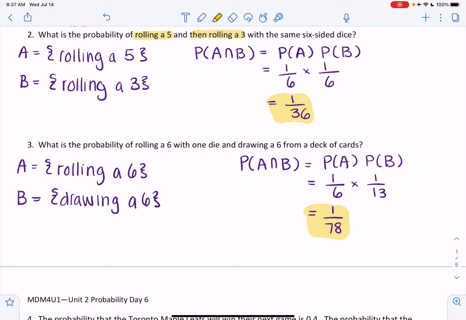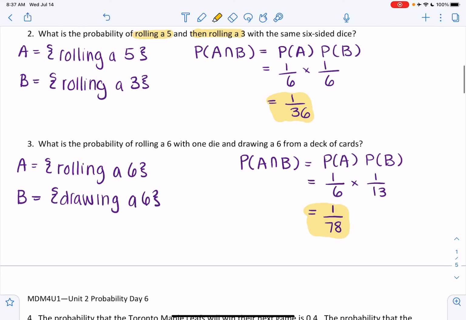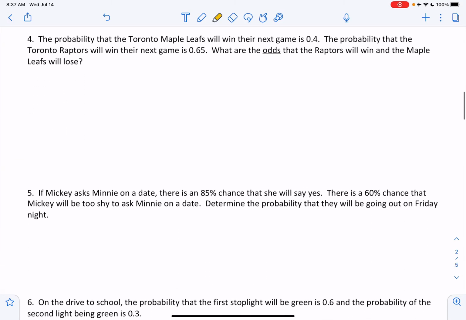So let's try one that is a little more difficult here. The probability that the Toronto Maple Leafs will win their next game is 0.4. The probability that the Toronto Raptors will win their next game is 0.65. What are the odds that the Raptors will win and the Maple Leafs will lose?